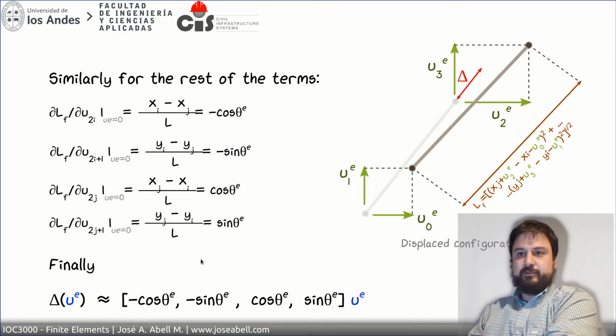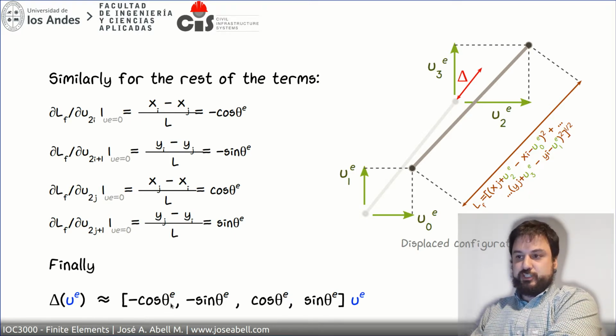So at the end of the day, after all this derivation, we can approximate the change of length in the bar with minus cosine theta of the bar, minus sine, cosine, and sine, all of that collected into a horizontal vector, dot product, or internal matrix product, right, with the degrees of freedom of the bar. So basically the displacement vector of the bar times this little vector here, which all it does is project the displacement vector in the direction of the bar.